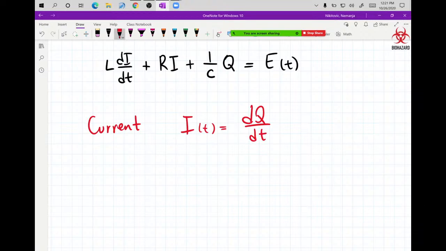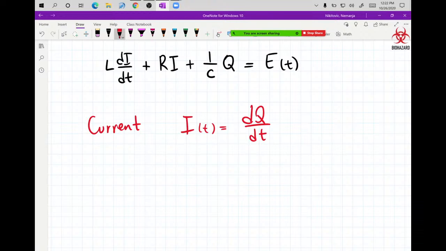Think of current as the water flow. It's the change of the amount of water from one place to another, the change in air pressure, which creates the wind. Wind would be that current. So water flow, wind, or current. When you're talking about the current, it's the change of charge in time. And now you get to plug this in for each current inside these equations.